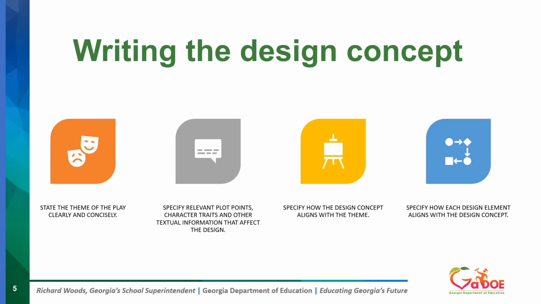Lastly, you want to specify how each design element aligns with the design concept. You're not designing in isolation. You have to consider the other visual aspects. You have to consider the costumes, the lights, the staging. How does all of that come together? And you should provide some explanation or justification of how they all connect.